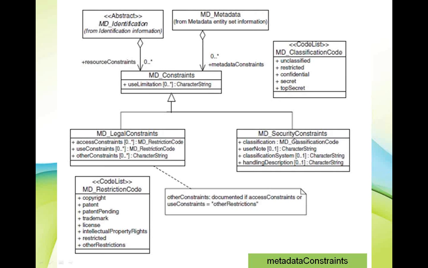And if I want to also document my security constraints, I'd come up here, and depending on where I'm at, if I want to document the metadata security constraints or the data security constraints, I'd repeat whichever tag I need to. And then for security constraints, I would have the use limitation, the classification, which comes from this classification code here, the user note, which is optional and free text, my classification system, which is optional, and I can only have one of these in free text, and handling description, which is optional, but I can only have one of these, and then I have free text.